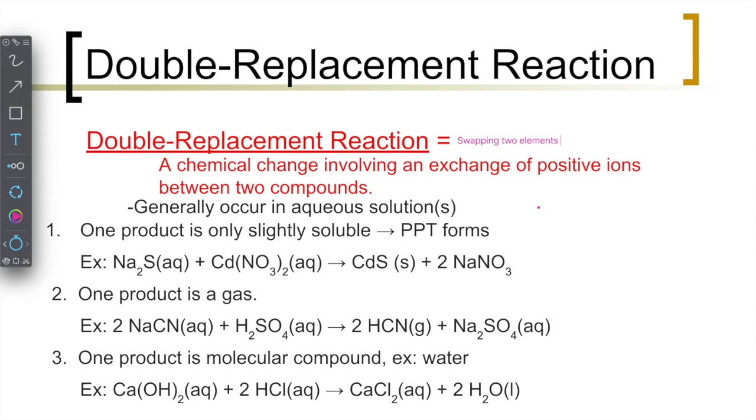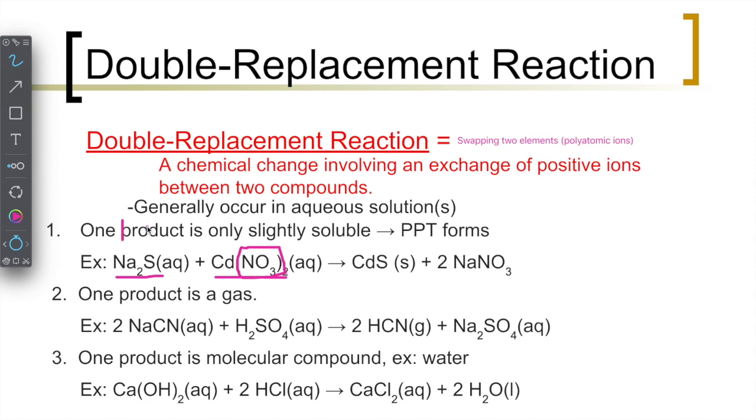And that includes polyatomic ions. So if you remember those polyatomic ions from our naming unit, those count as like an element or a piece, right? So in our first example, we have NaS and CdNO3, and that NO3, this is important because it's in the parentheses, you know it's a polyatomic ion, right? It's going to act as one unit.